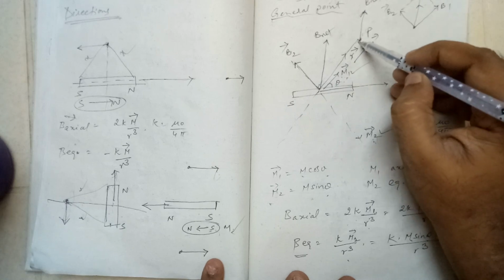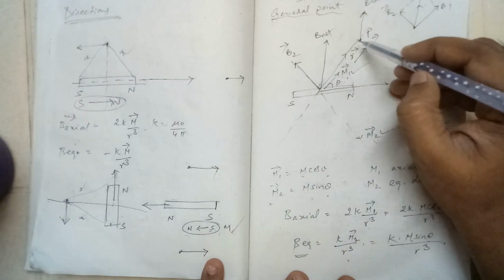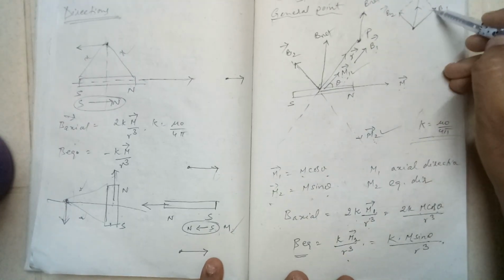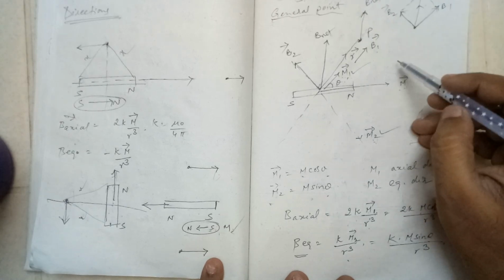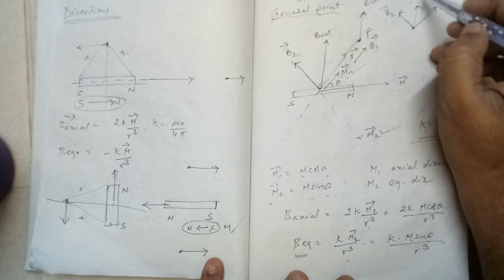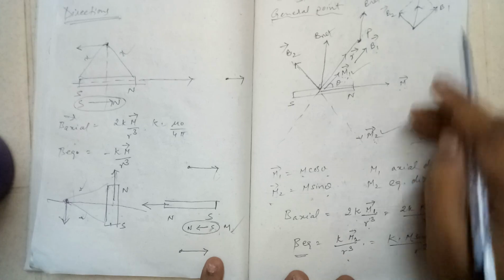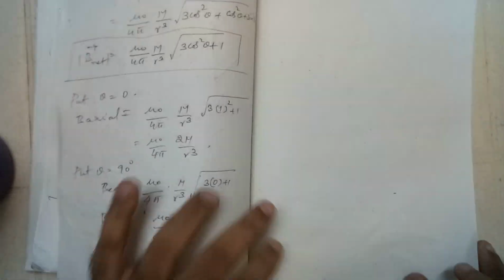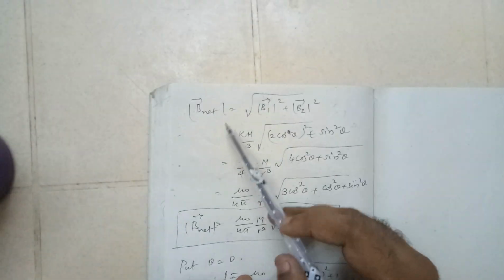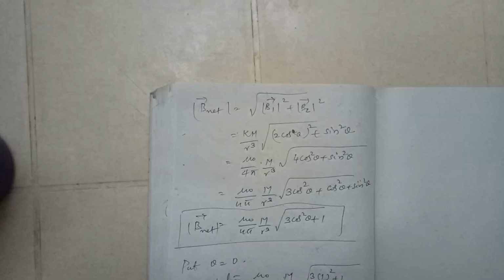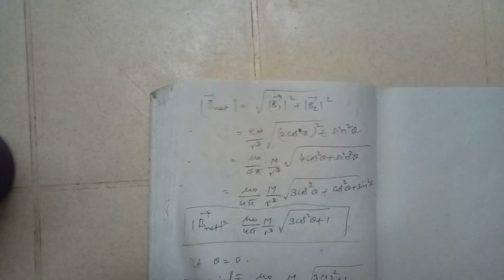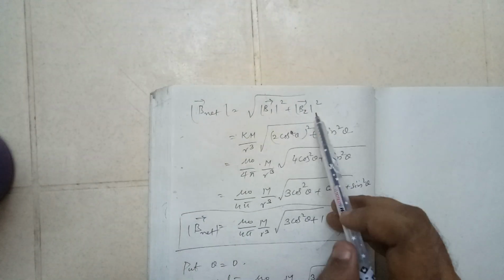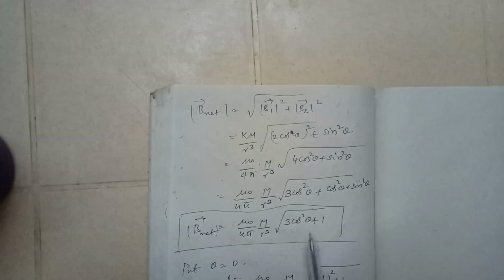So at this point P, this is the b1 direction, and this is the b2 direction. So the net direction will be in this direction, by the parallelogram law. Let's see the magnitude now. The magnitude of b net is equal to the square root of b1 vector magnitude square plus b2 vector magnitude square, b1 square plus b2 square.